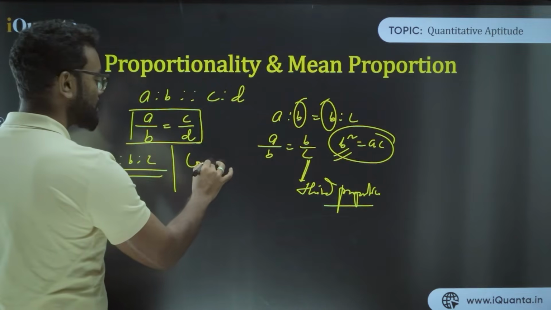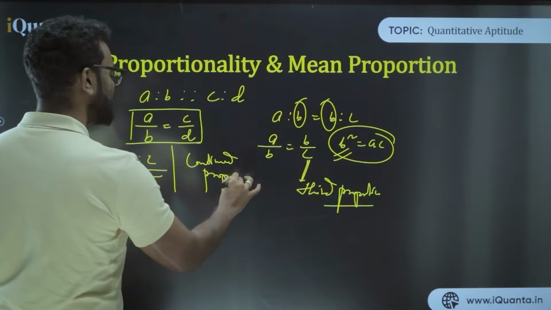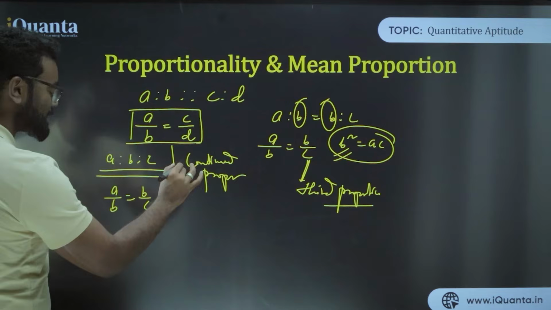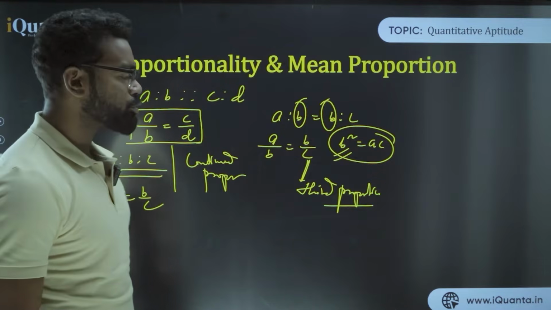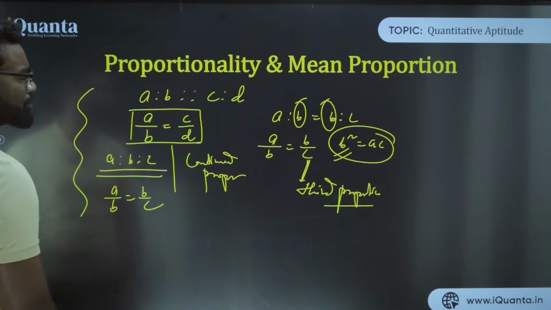This is continued proportion. And what does it mean? It means that A upon B is also equal to B upon C. That is the meaning of continued proportion also. So this is like the basic terminology in this kind of question.